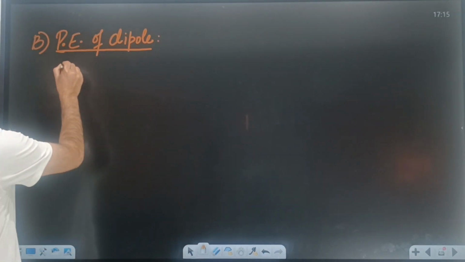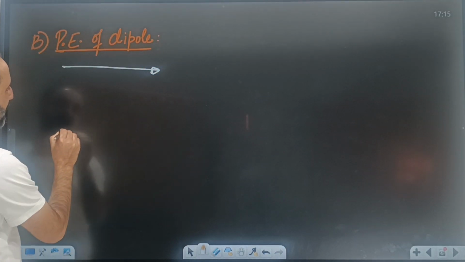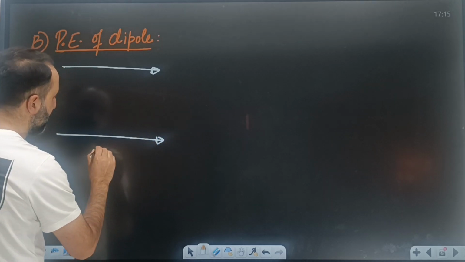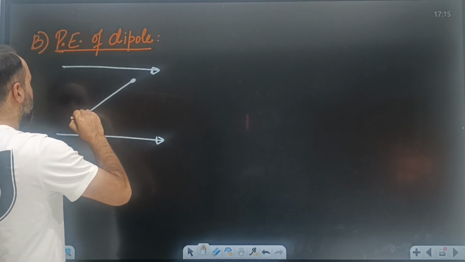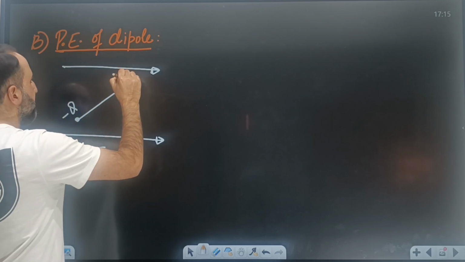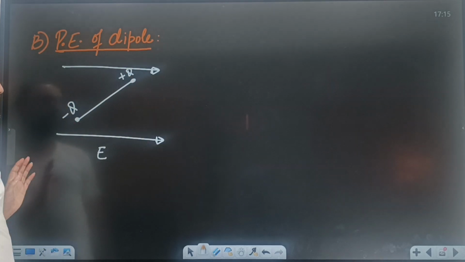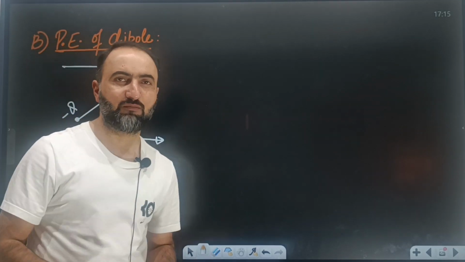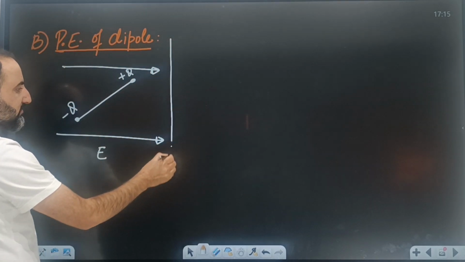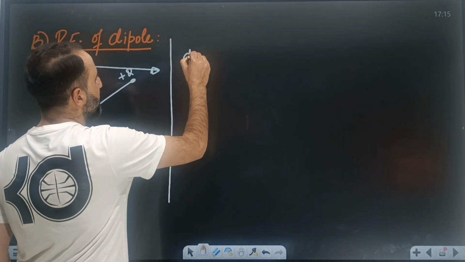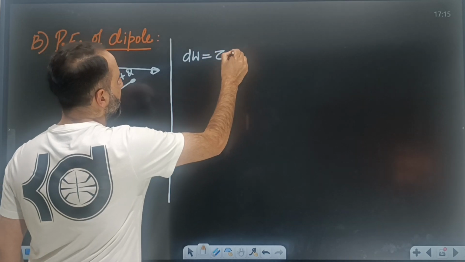तो यहाँ पे ध्यान रखिए बेटा. तो ये आपके पास एक uniform electric field है, denoted by E. And here we have what? This is a dipole. This is minus q and this is plus q. This dipole obviously will rotate. Now for example it rotates by a very small angle. Then we will calculate what is the small work done. So that is dW is equal to tau into d theta.